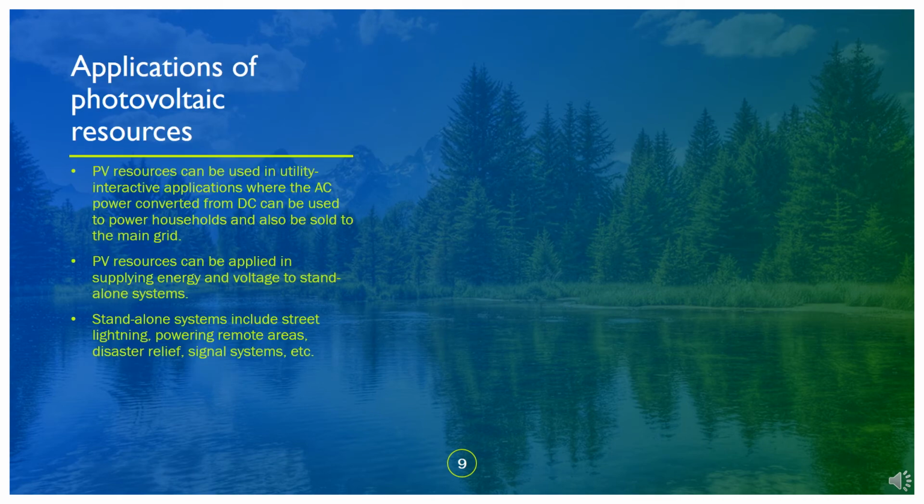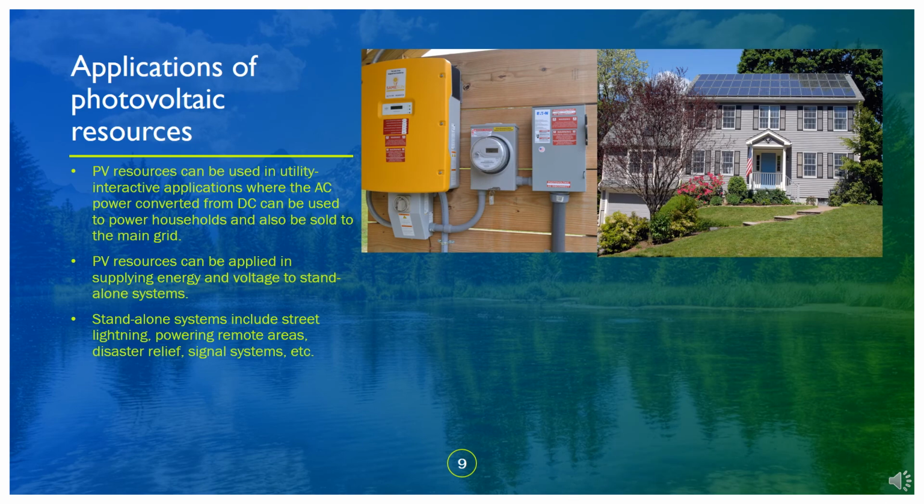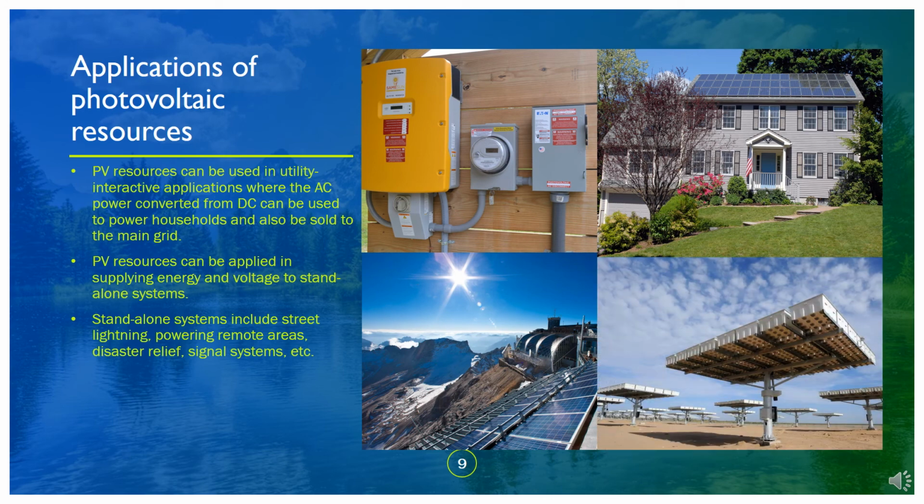The increase in efficiency, lowering of operational costs, and pollution reduction are the biggest benefits of PV systems and have led to a wide range of their applications. First, PV resources can be used in utility interacting applications where the AC power converted from DC can be used to power households and can also be sold to the main grid. Second, PV resources can be applied in supplying energy and voltage to standalone systems. Standalone systems make direct use of the generated AC power and do not rely on grid or utility connections. And batteries and conventional generators are normally used as backup systems, especially at night or in poor sunlight.